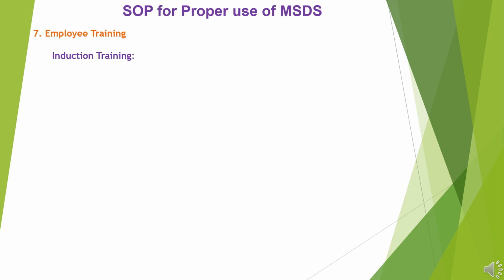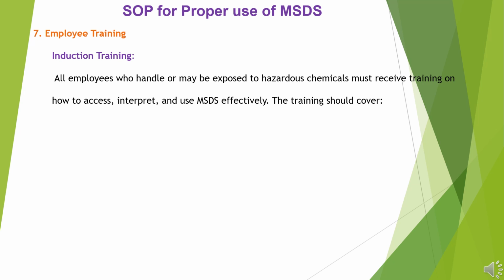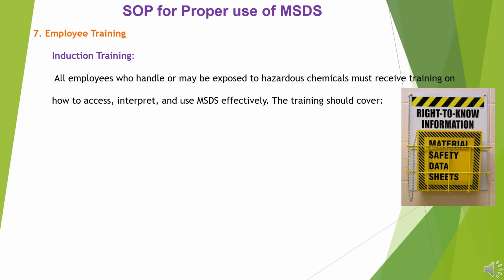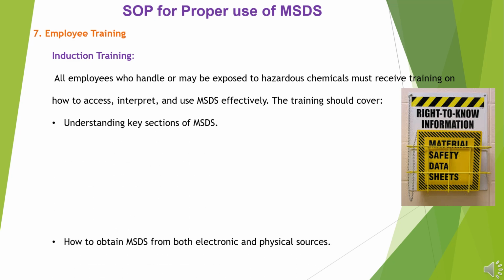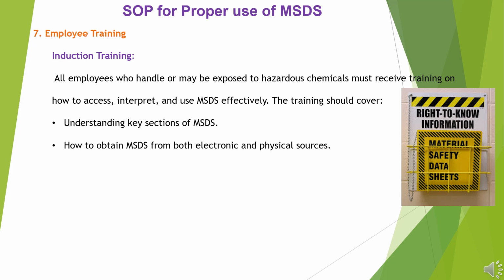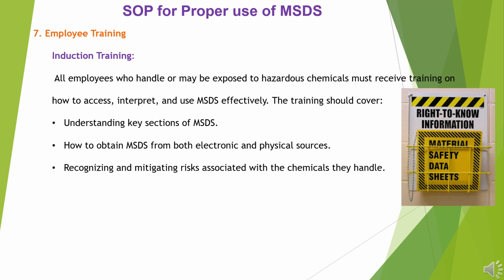7. Employee training. Induction training. All employees who handle or may be exposed to hazardous chemicals must receive training on how to access, interpret, and use MSDS effectively. The training should cover understanding key sections of MSDS, how to obtain MSDS from both electronic and physical sources, recognizing and mitigating risks associated with the chemicals they handle.